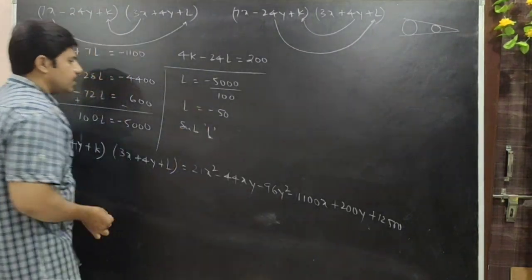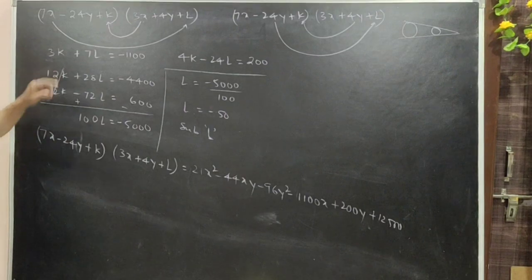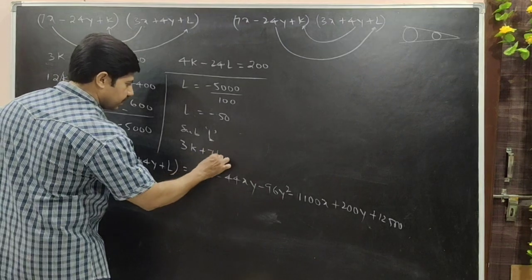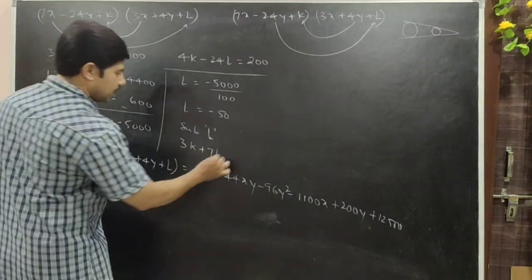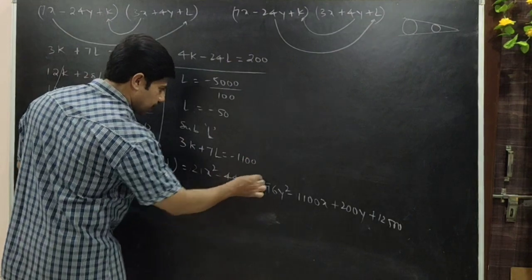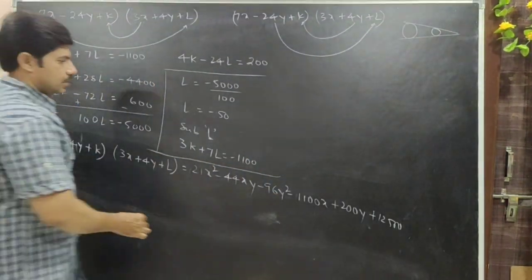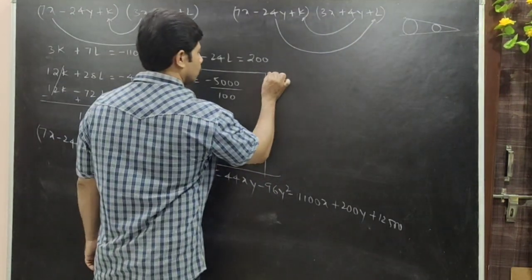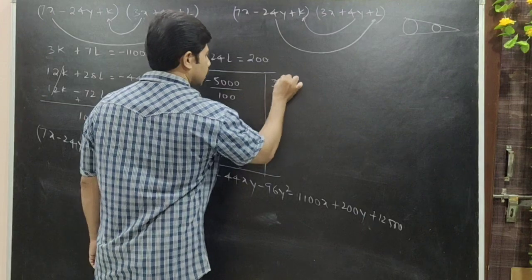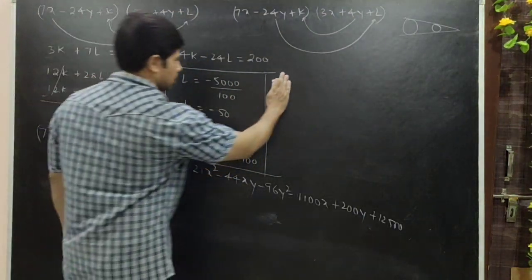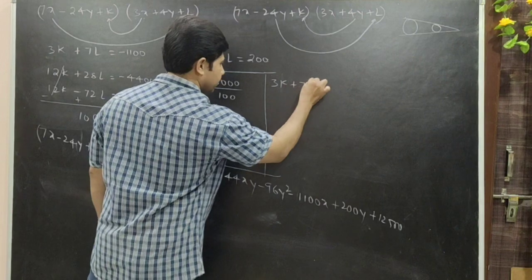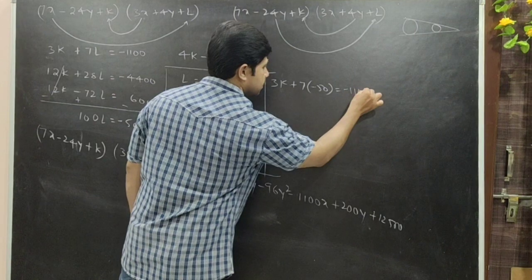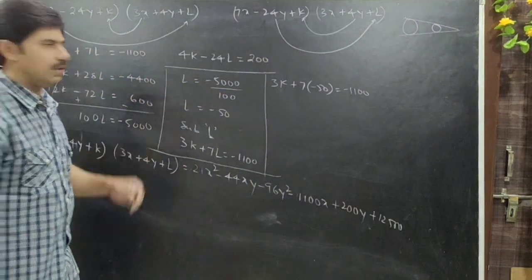Substitute this l in which equation? Anyone, I will substitute in this. So what is this equation? It is 3k plus 7l is equal to minus 1100. I'll substitute in this equation. So if I substitute now, what we get is 3k as it is, plus 7 into minus 50 is equal to minus 1100.